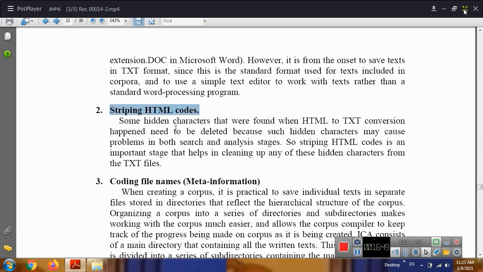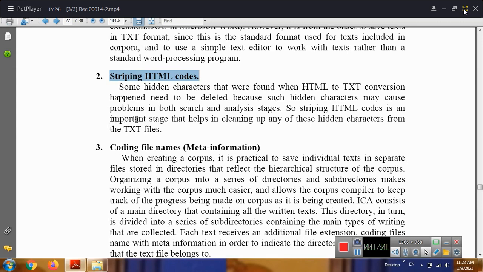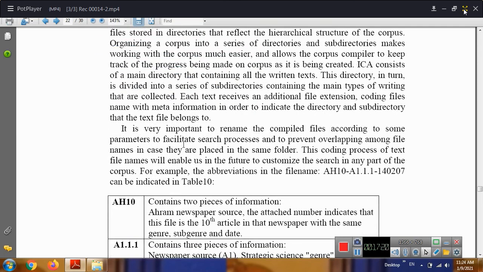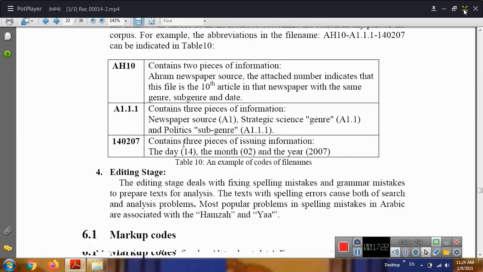Stripping HTML codes. Some hidden characters that are found when HTML to TXT conversion happens need to be deleted, because such hidden characters may cause problems in both the search and analysis stages. Stripping HTML codes is an important stage that helps in cleaning up any of these hidden characters from the TXT files. Coding file names, meta information, as you can see, is part of their process.